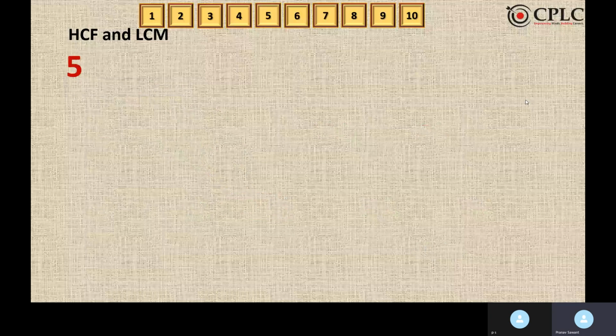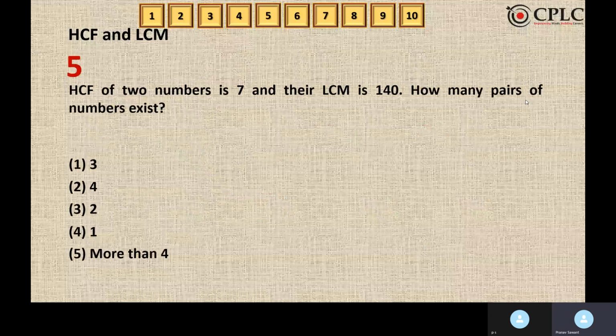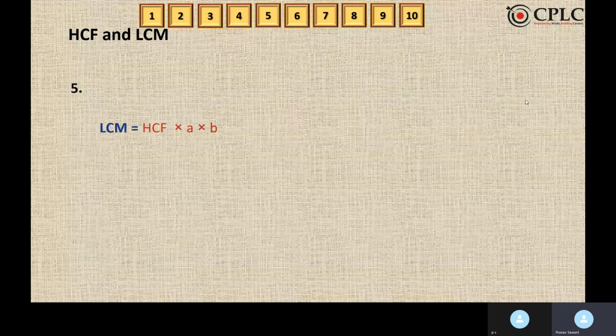Moving to the next question. HCF of two numbers is 7 and their LCM is 140. How many pairs of the numbers exist? Now, we will again make use of the same concept. But over here, we know that the formula of LCM is HCF into uncommon factors. So let us take the uncommon factors as A and B. Also, those uncommon factors have to be co-prime.